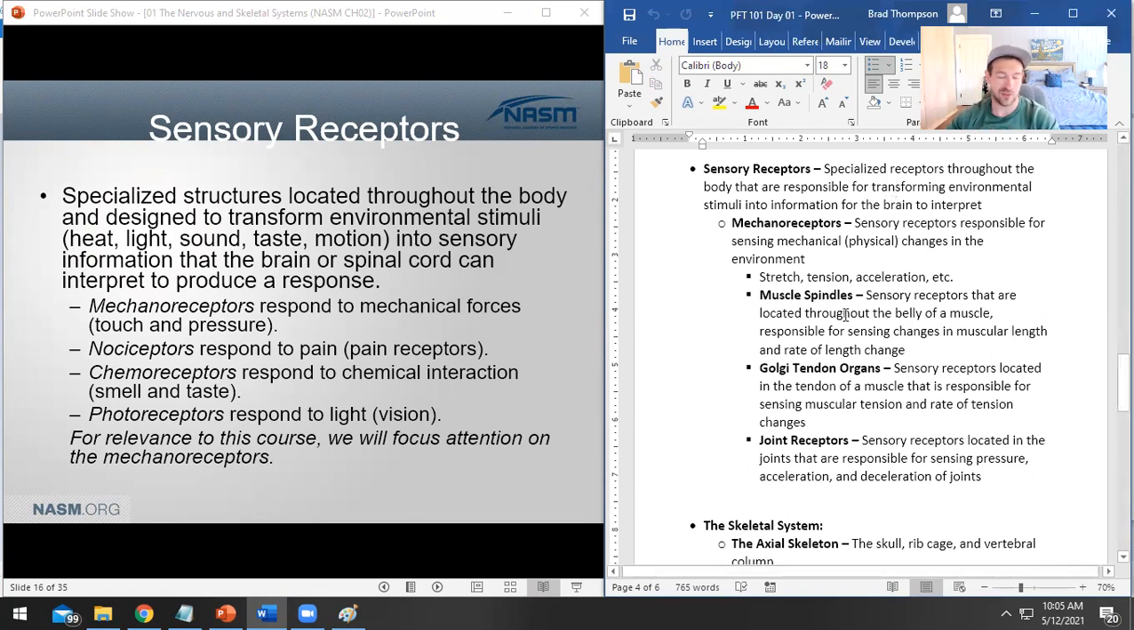These are the most important receptors for us. What mechanoreceptors are is they're sensory receptors that sense mechanical changes, right? They're sensory receptors responsible for sensing physical changes in the environment. If a muscle is stretching, a mechanoreceptor is going to sense that. If a muscle is developing tension, a mechanoreceptor is going to sense that. If you're accelerating, a mechanoreceptor is going to sense that.